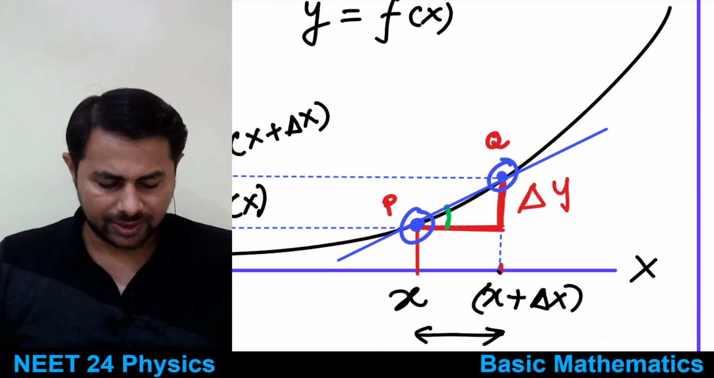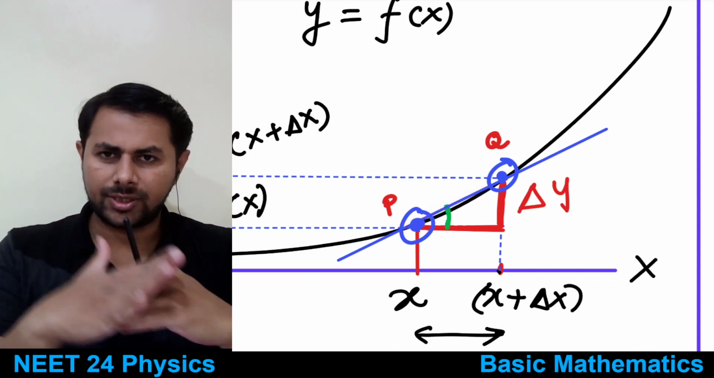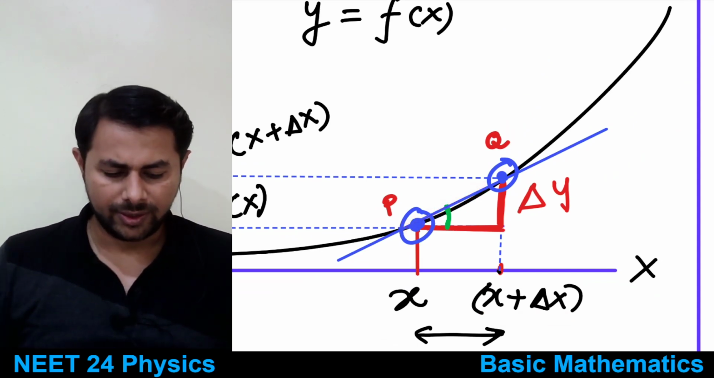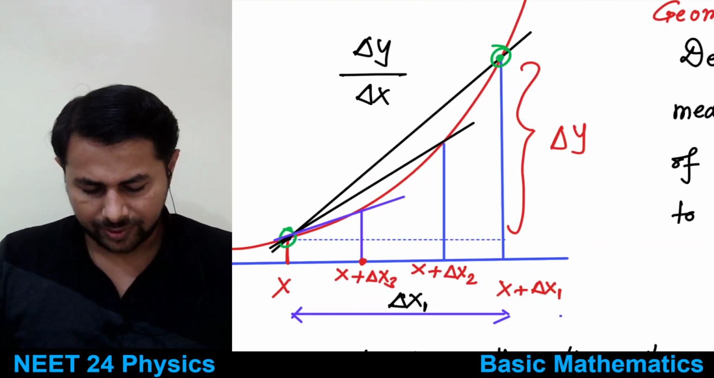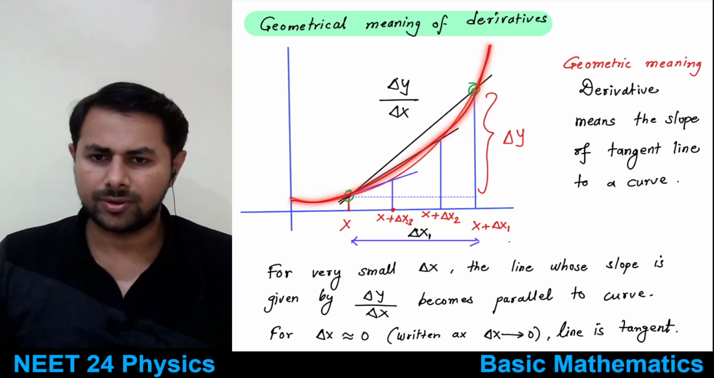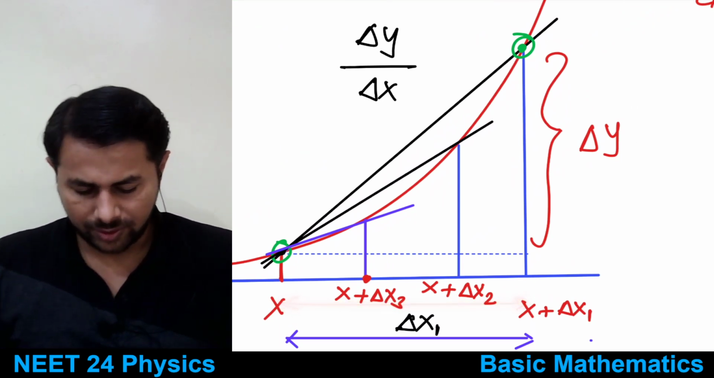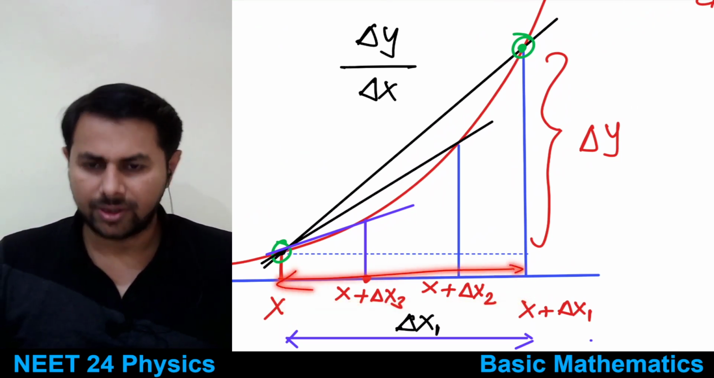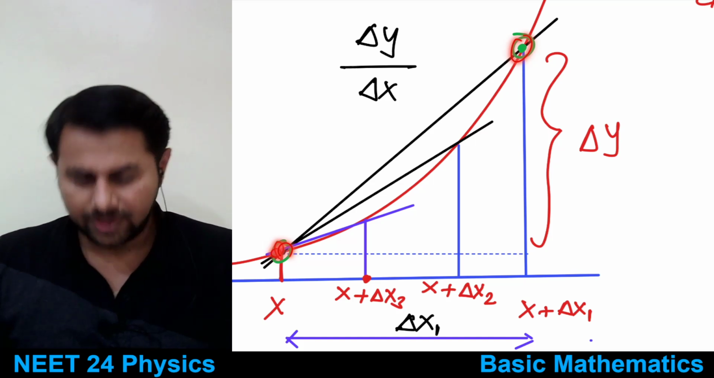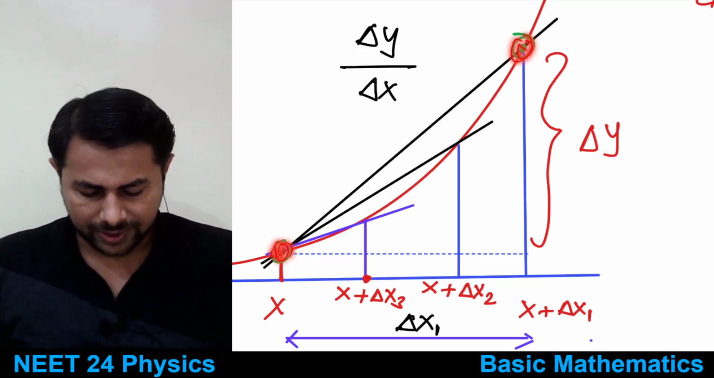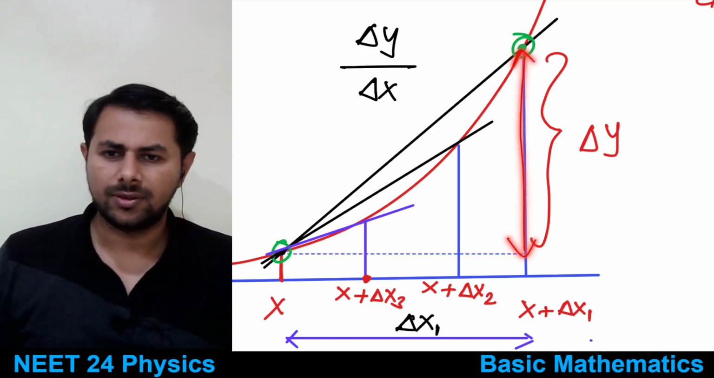Now when we take this delta x smaller and smaller, this line will approach closer and closer to the curve. I'm showing it here. For example, suppose this is the curve, and you take delta x equal to this much. First you take this point and this point. So delta x would be this much. The change in y is this much, right?